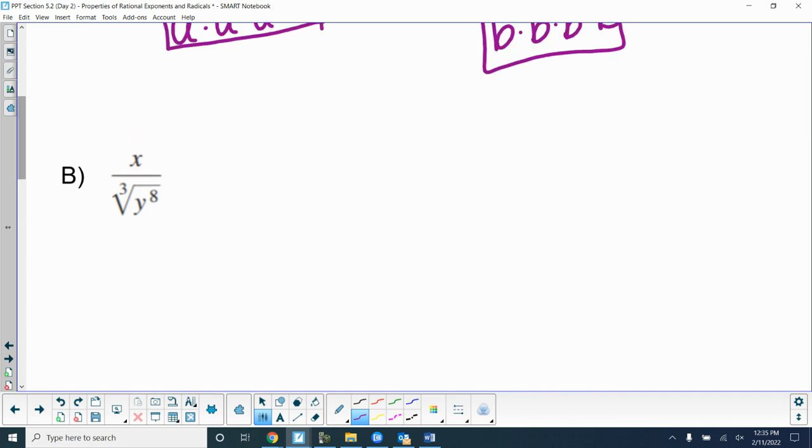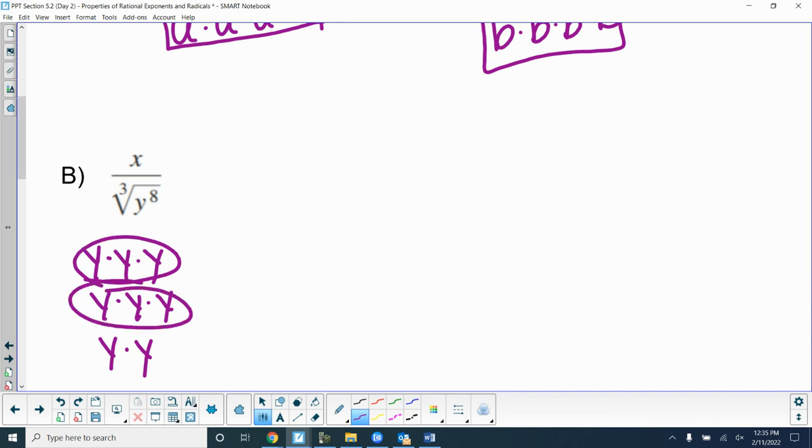Okay, Caroline. What am I looking for? A group of 3. All right, so let's put them in groups of 3. That's 8 Y's, right? So what comes out front? 2 Y's, but it's not 2Y, it's Y squared, right?